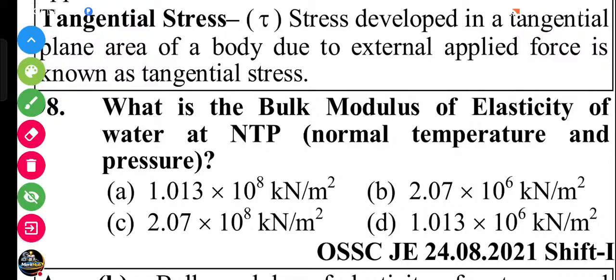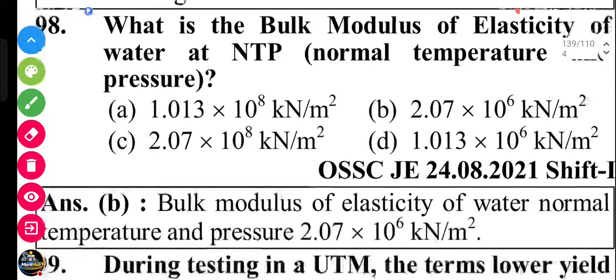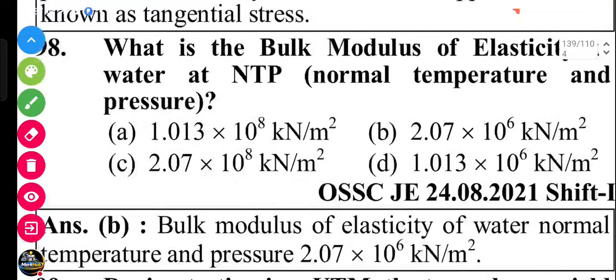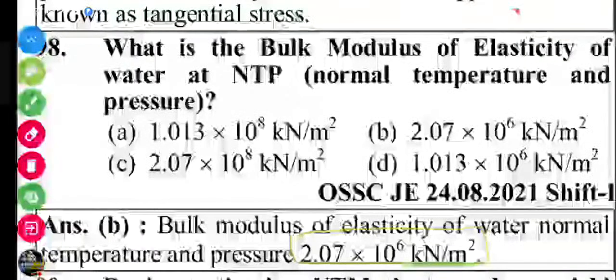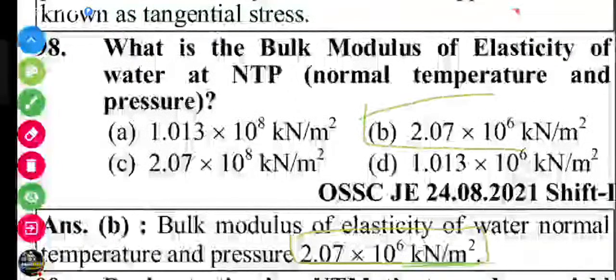Next question. What is the bulk modulus of elasticity of water at NTP, normal temperature and pressure? You remember this data: the bulk modulus of elasticity of water at normal temperature and pressure is 2.07 into 10 to the 6 kilopascal.